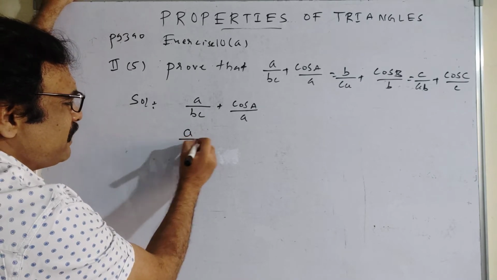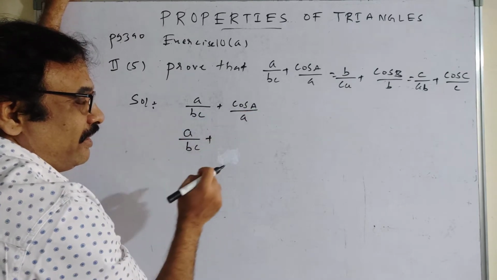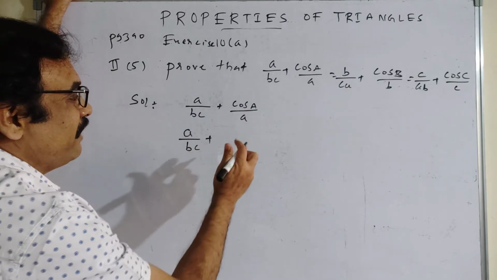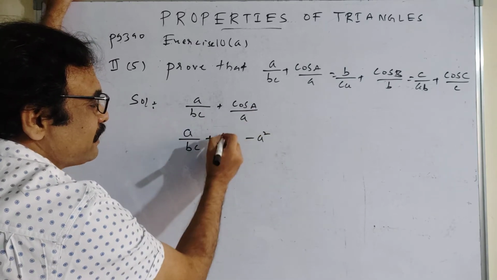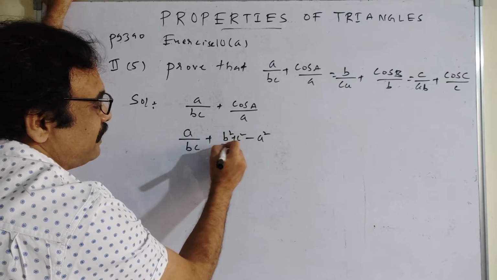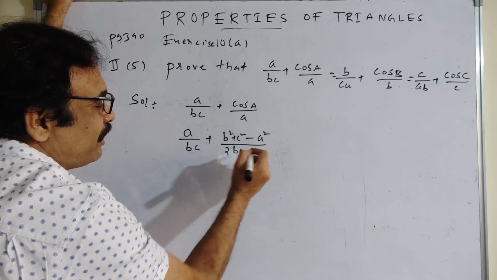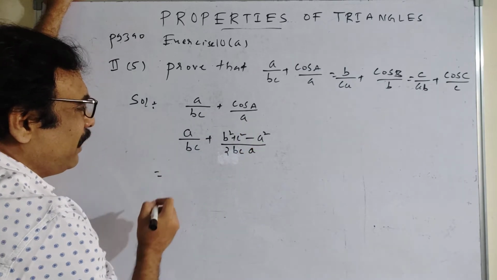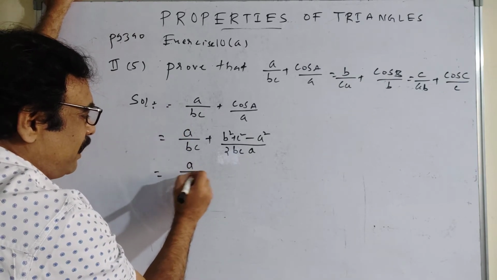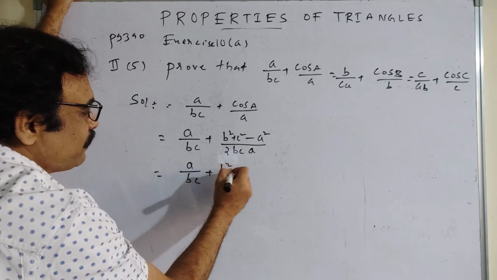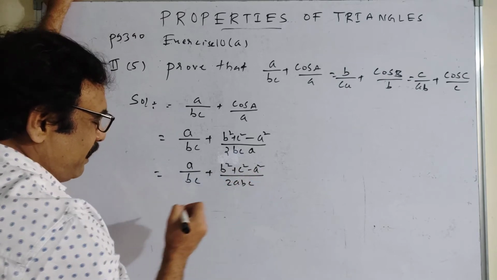This is a by bc, I'll write as this, as we know. Now this is going to be cos A. As I told you, to remember it this way, whenever you write cos A, its summation is minus a square, and this is b square plus c square, and you write 2bc, and here you are getting a. Now I rewrite this as a by bc, and this is b square plus c square minus a square by 2abc.